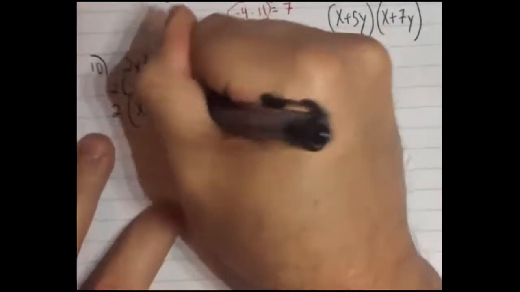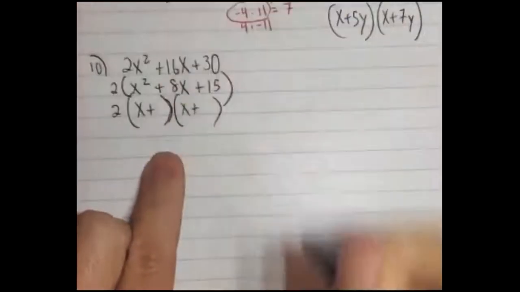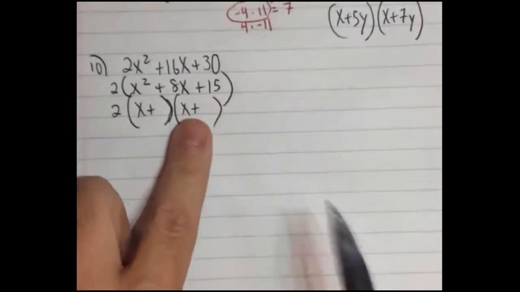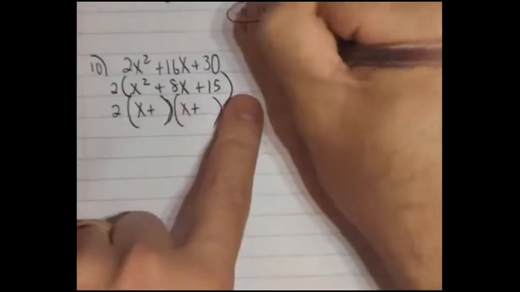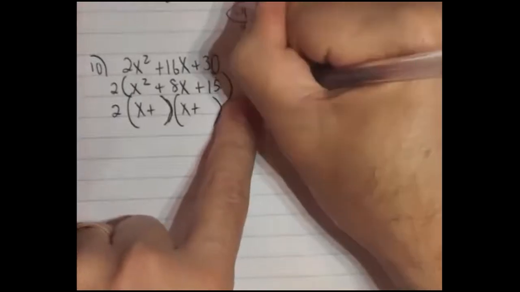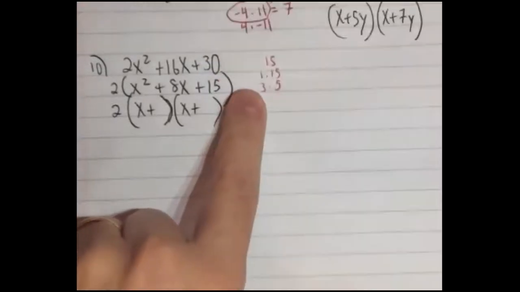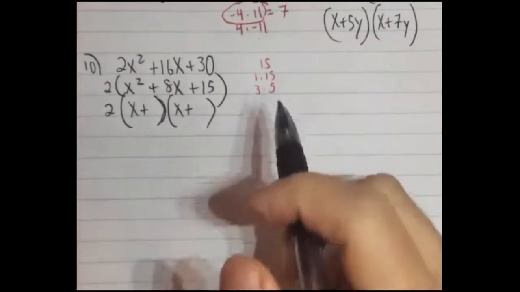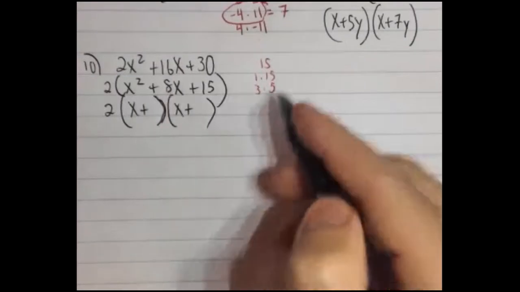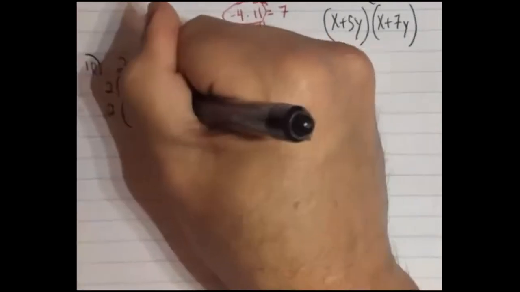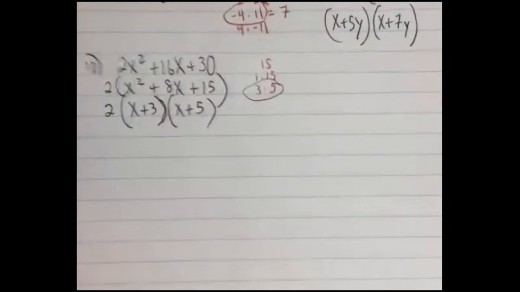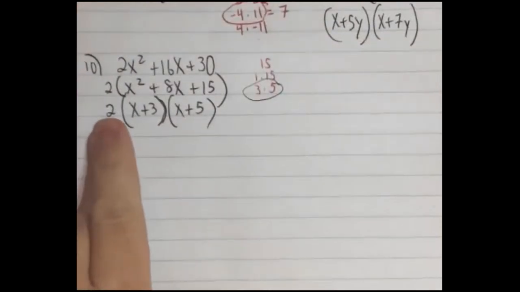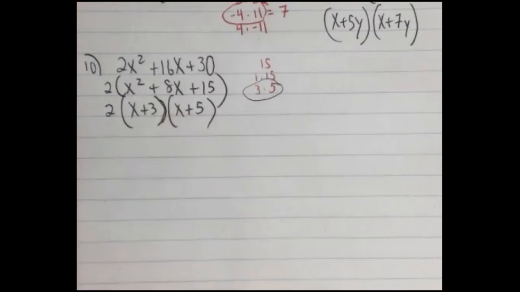We know this, so I'm still going to have the 2 out in front. And then it's going to be x plus, because again, everything's positive, so I know my factors are going to be positive. 15 is one of these numbers where there's not a whole lot of combinations: 1 times 15, 3 times 5. So I'm looking for the ones that add together to give me 8. And we know it's 3 and 5. So you had to factor out that GCF first and then factor the trinomial.